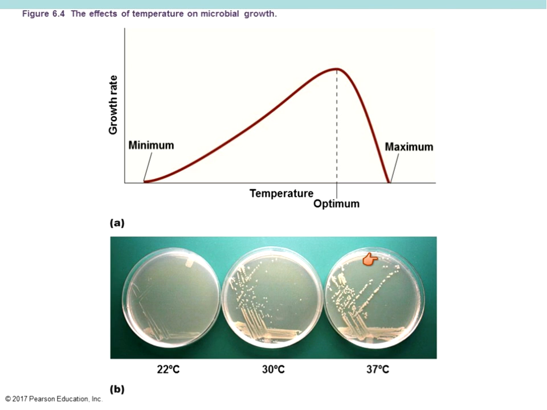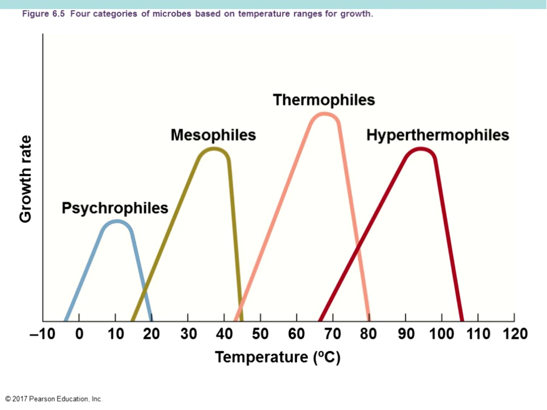At 30 degrees Celsius, we have a little bit more, but at 37 degrees Celsius, we have much more growth taking place because this is the optimal growth temperature. Now, just the same way that we said that not all bacteria require the same amounts of oxygen, not all bacteria have the same temperature that's going to be their optimal growth temperature.